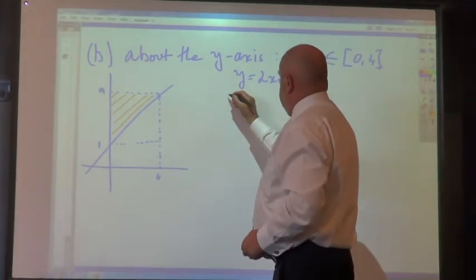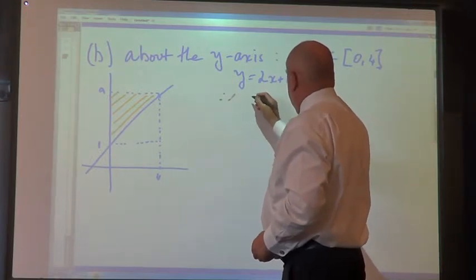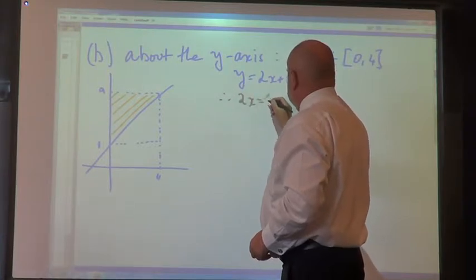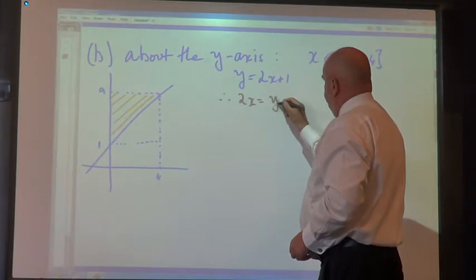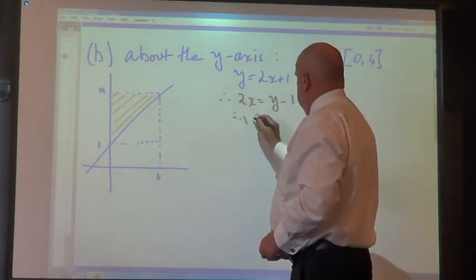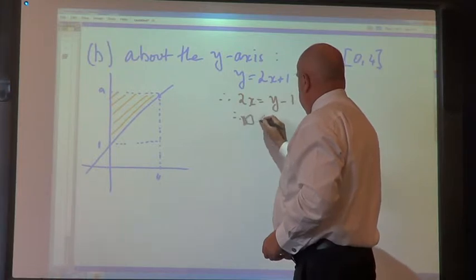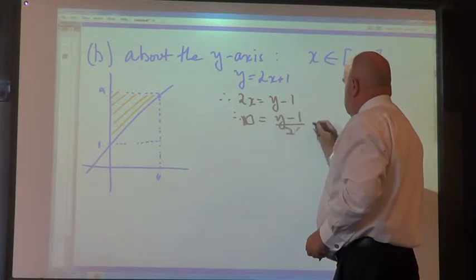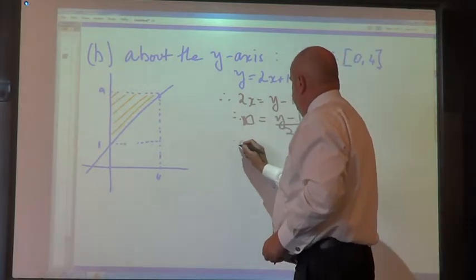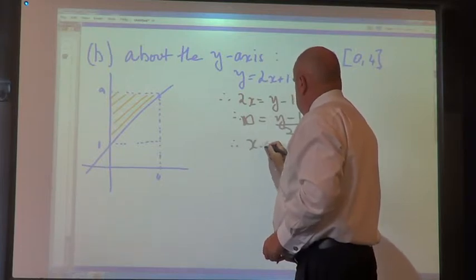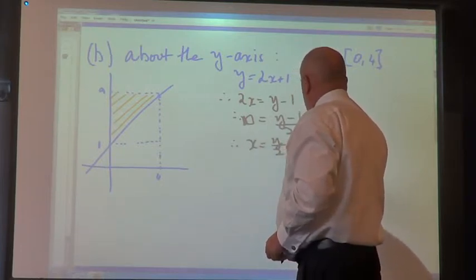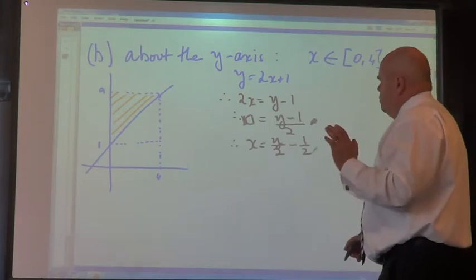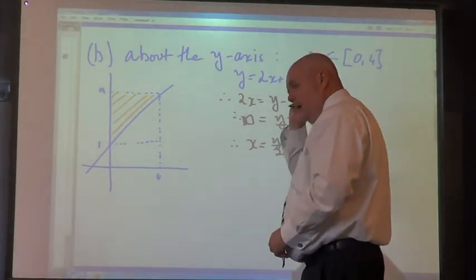Making x the subject of our equation is reasonably straightforward. We're going to end up with 2x equals y minus 1. Therefore, x equals y minus 1 on 2. You might think of that as, this is very slow today, x equals y on 2 minus a half. Okay? So we made x the subject of our equation. The other thing to do, as I said, was to change our limits. But apart from that, it's very similar.